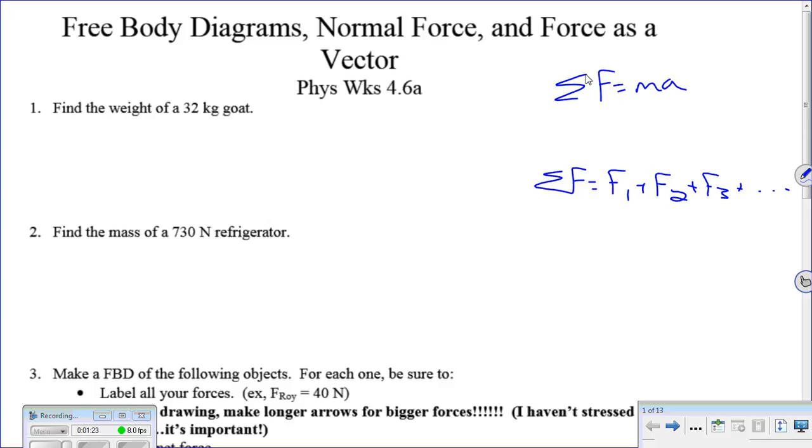Numbers 1 and 2 ask you to find the mass and the weight. So 32 kilograms. If it didn't explicitly say it, how would I know that that's mass? Because it's kilograms, right? And when I ask you to find weight, what am I really asking you to find? Force of gravity. So if you know the mass, you find the force of gravity.